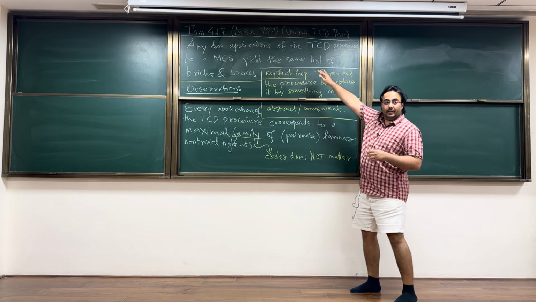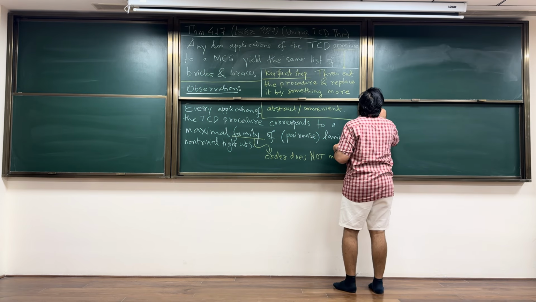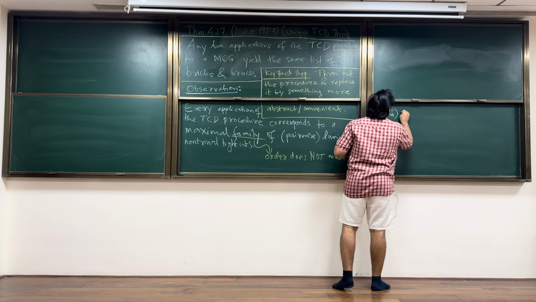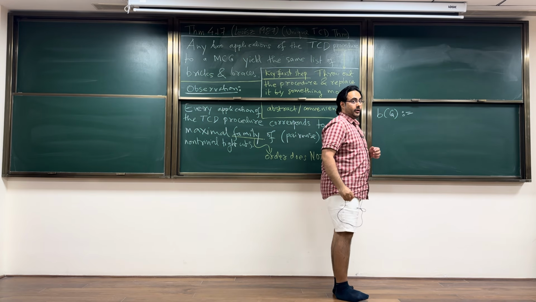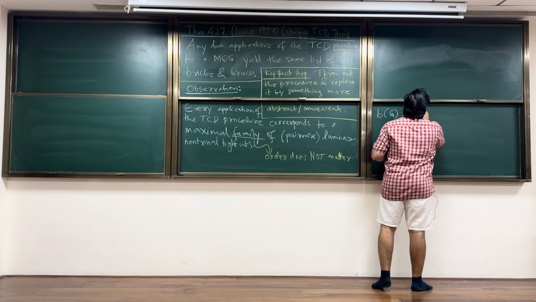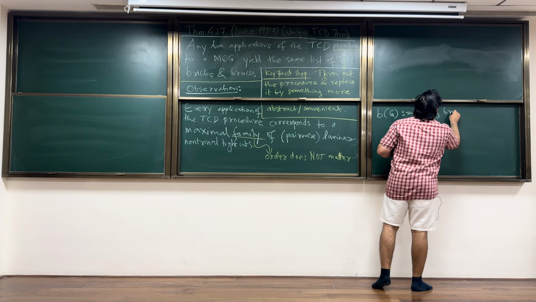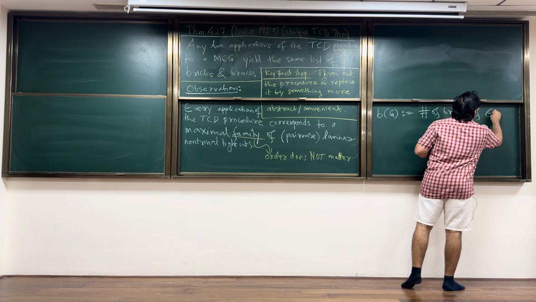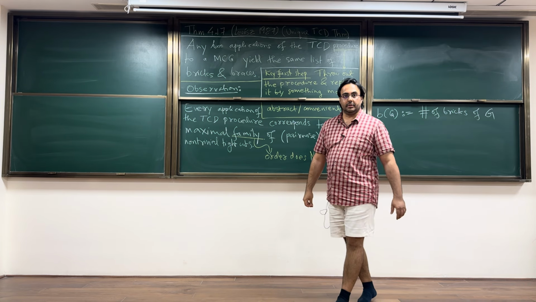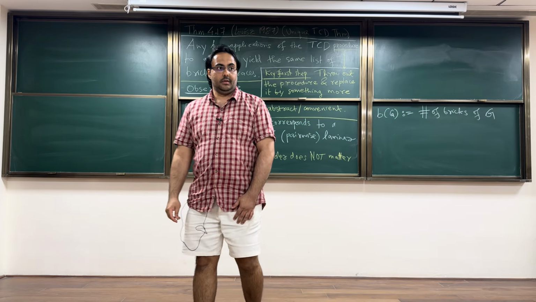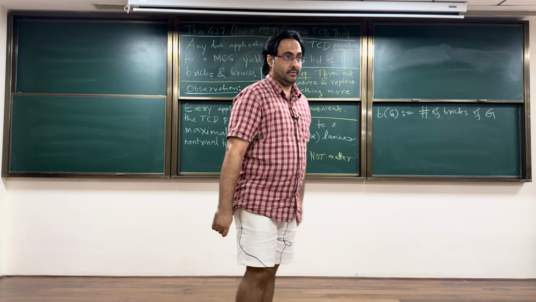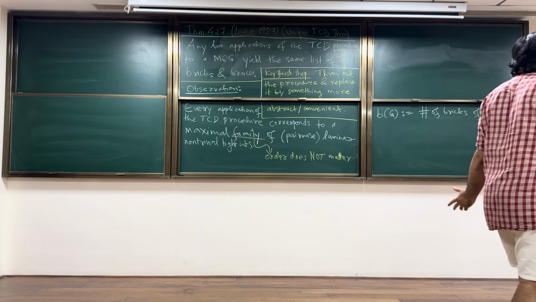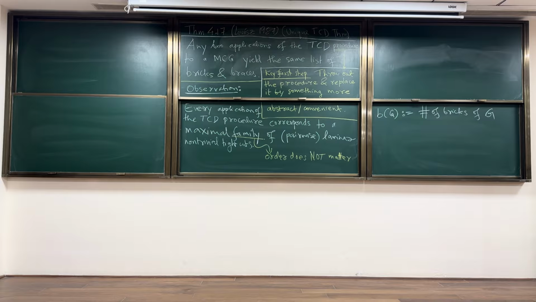If you assume this result, then you can define some invariants. B of G is going to be the number of bricks of a matching covered graph G. You apply the tight cut decomposition procedure and you see how many bricks you get. If you get 2 copies of K4, you count it twice. If you get 2 copies of K4, 1 copy of the Petersen graph, and the rest are braces, then the answer is 3. You got 3 bricks.